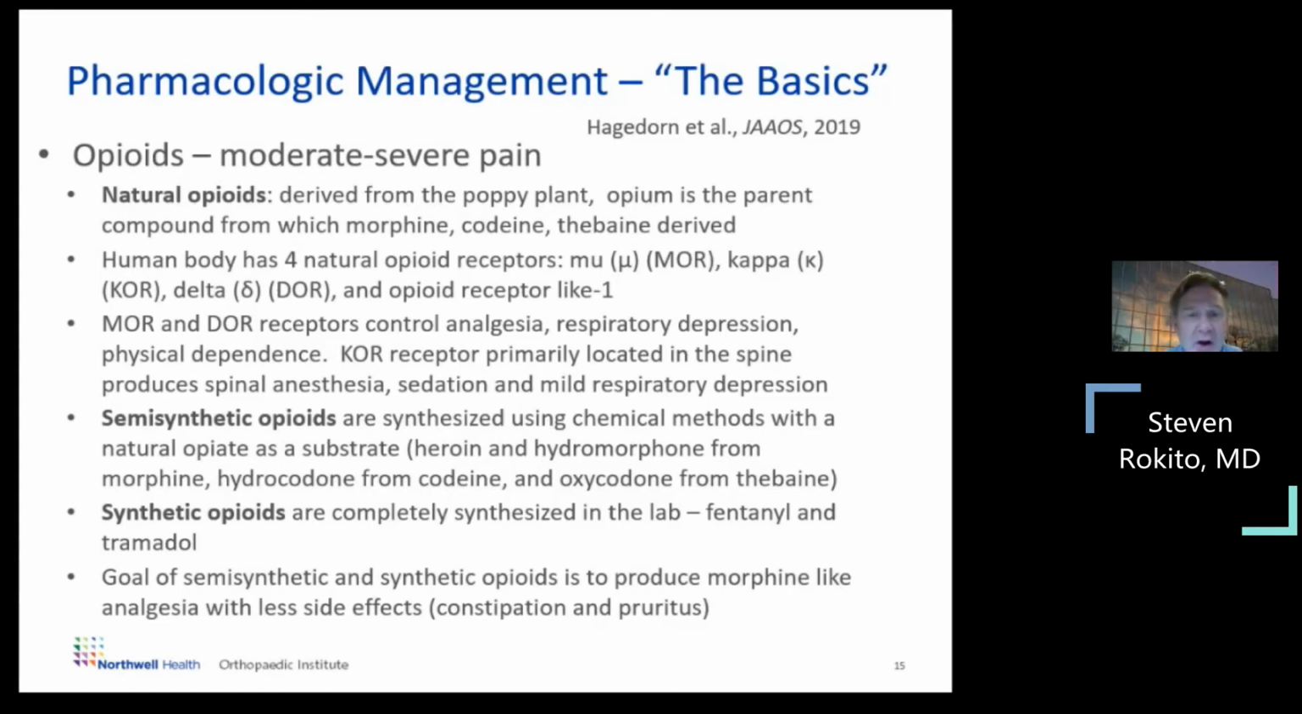The next large group of opioids are the semi-synthetic opioids. These are the opioids that are derived from the natural opiates. So these are chemically modified from these natural sources. Heroin, for example, and hydromorphone are derived from morphine, hydrocodone from codeine, and oxycodone from thebaine. Finally, synthetic opioids, these are completely synthesized in the lab. Fentanyl and tramadol are 2 examples. The goal of semi-synthetic and synthetic opioids is to produce morphine-like analgesia with fewer side effects.